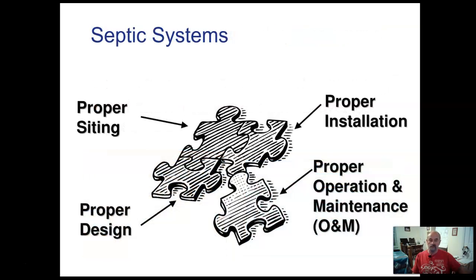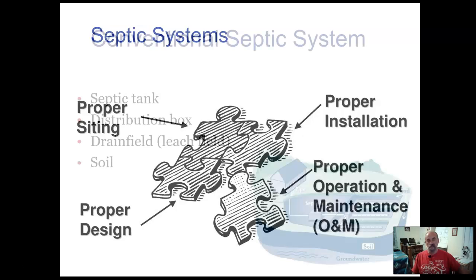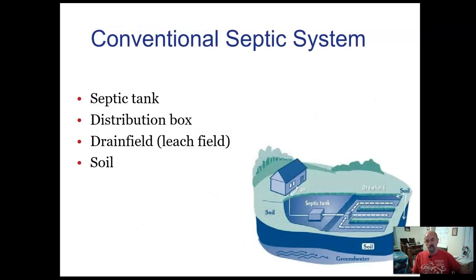So the components of a system: proper siting, proper installation, proper operation and maintenance, and proper design. These are all the things that one has to take into consideration when designing a septic system. A conventional system has a tank, a distribution box, and a drain field, also called a leach field, and then proper soil, which is a pre-approved sand base.